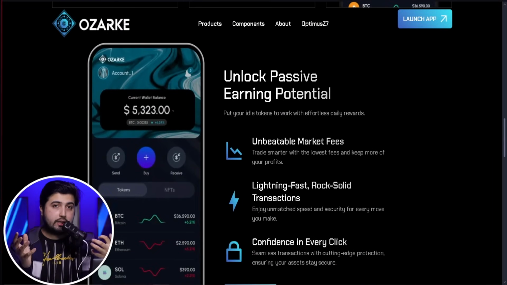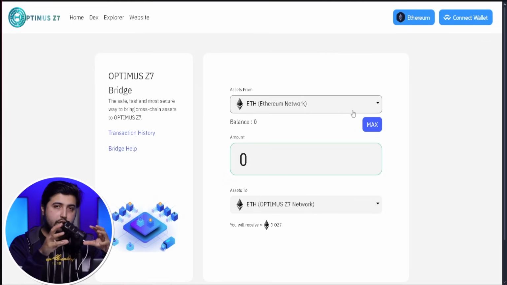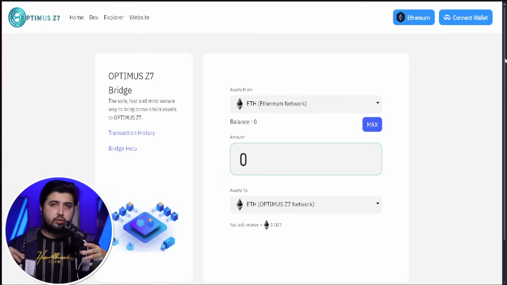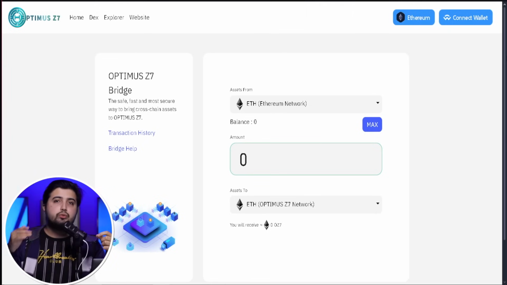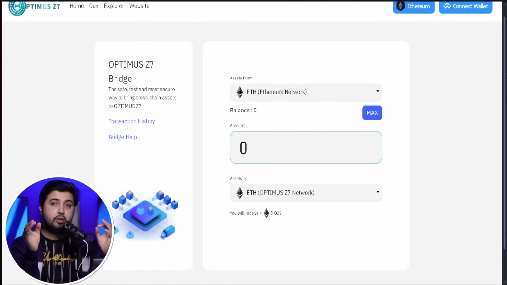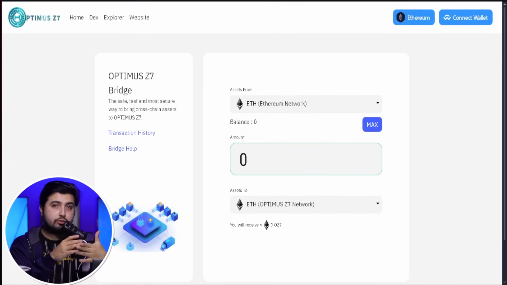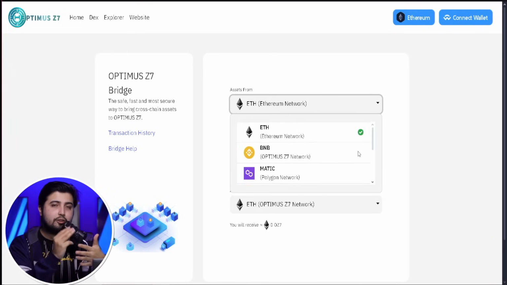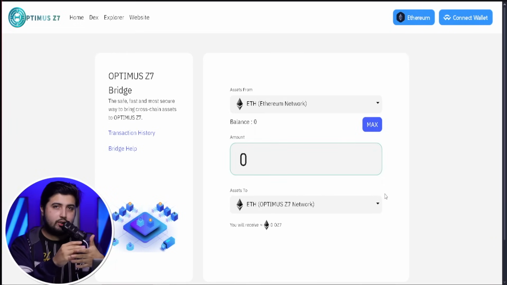And then we have ODEX, the decentralized exchange. Now, this is going to be a decentralized trading platform that ensures full user control of funds. We are going to have low transaction fees. We're going to have lightning fast processing times, which is what everyone wants. So whether you prefer centralized or decentralized trading, OptimusZ7 has got you covered. It has everything you will need in crypto, in this industry, in this whole blockchain technology.